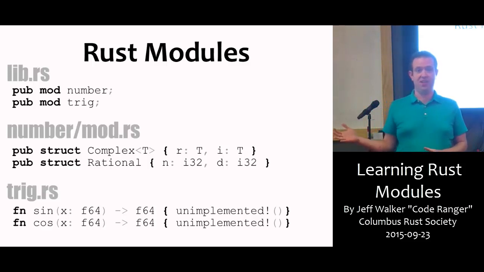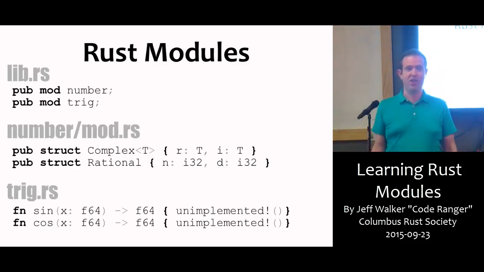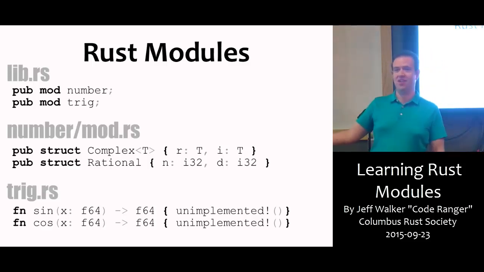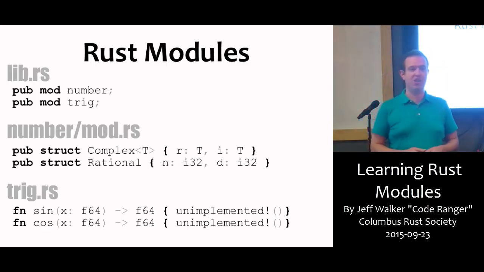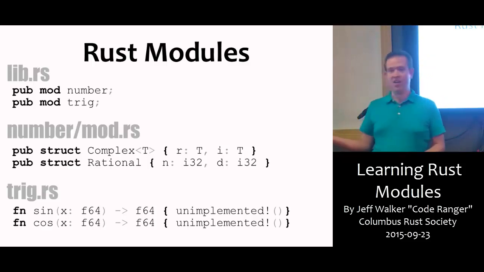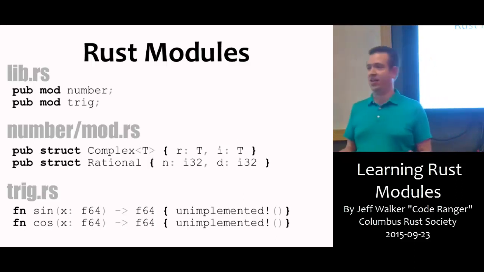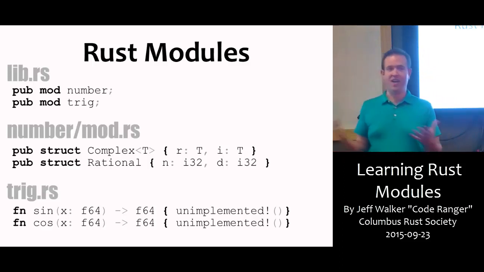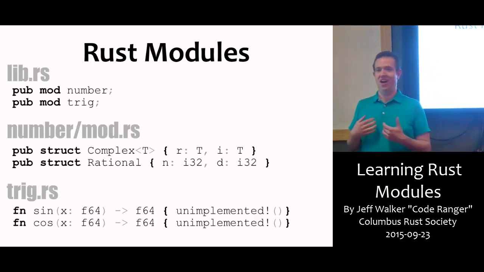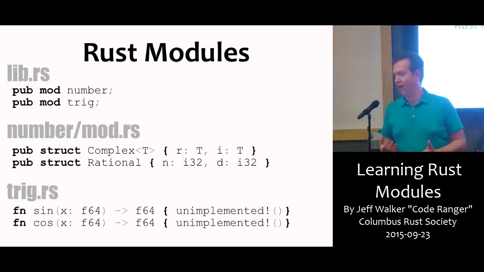Now, looking at this as a C# developer, I'm just like, what is going on here? Because I look in these files, and there's no declaration of what module that code is in, right? When I read trig.rs, there's nothing in that file saying, this is the trig module, right? That seems really strange to me as a C# developer.